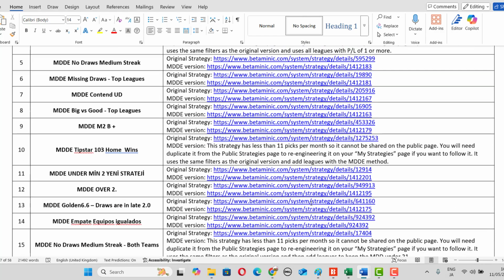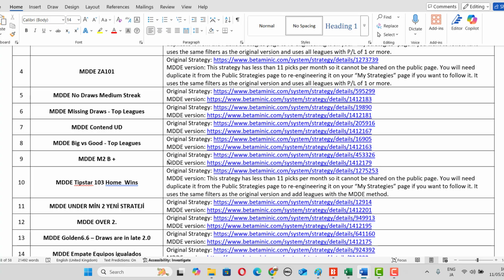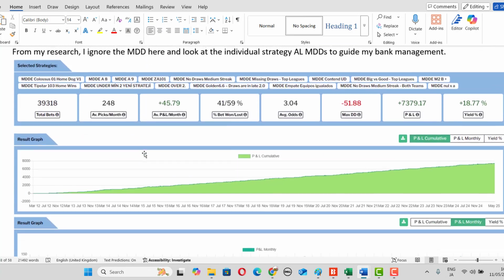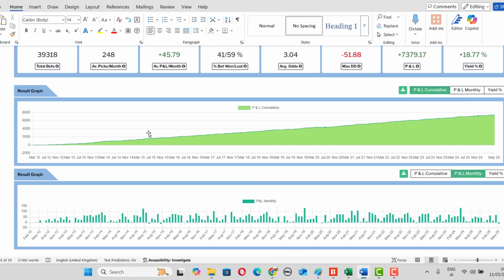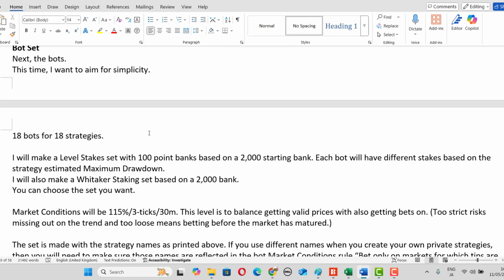At the end of my article, I've got a summary again of the 16 strategies, and if I plug them into the aggregator on Betaminic, we see 248 picks per month. The figure we look at here is about 250 bets per month, and we can hope for 50% of this profit, but plan on 20%. And I think that's quite a meaningful advance.